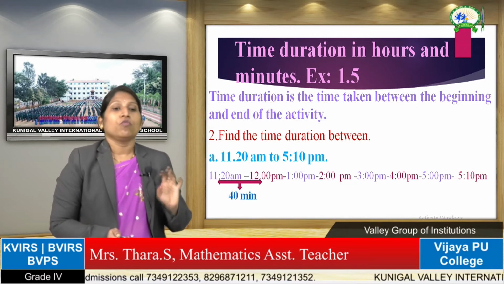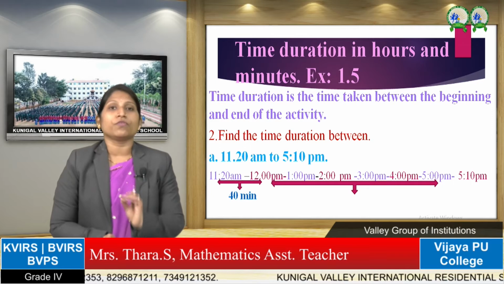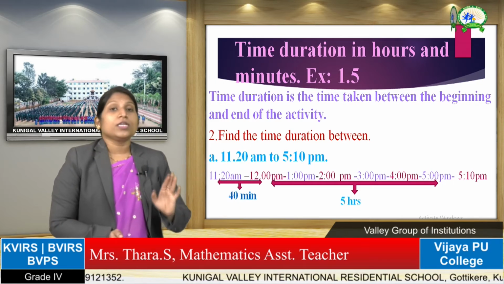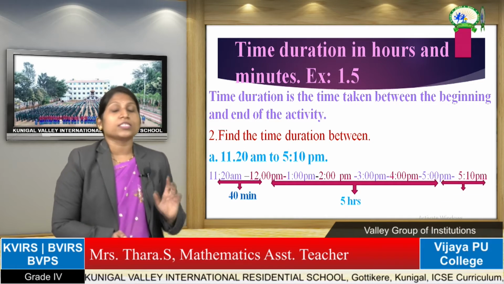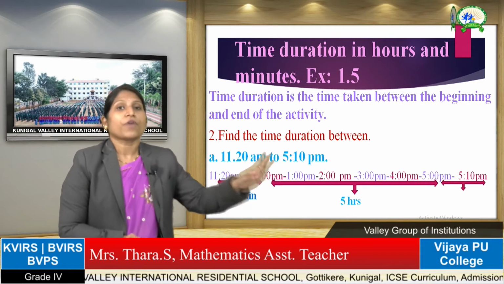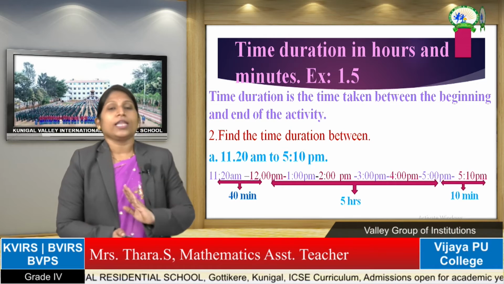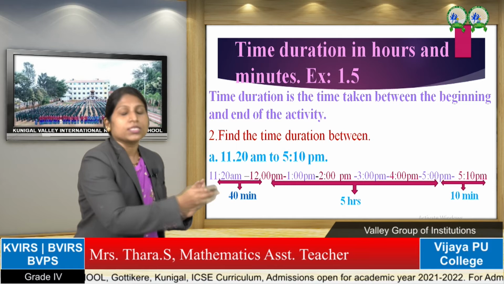And 12 to 1, 1 to 2, 2 to 3, 3 to 4, 4 to 5, how many hours? 1 hour each. That is totally 5 hours. Okay, 5 hours. And next the last minutes, 5 to 5:10, 10 minutes. Very good. So first write down the hours, and add both minutes and write.